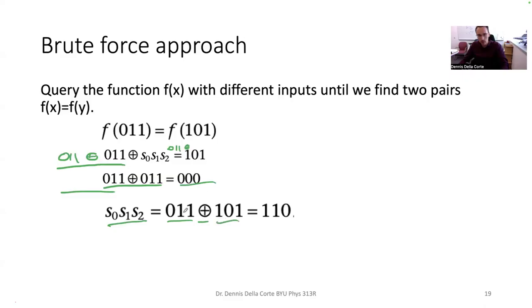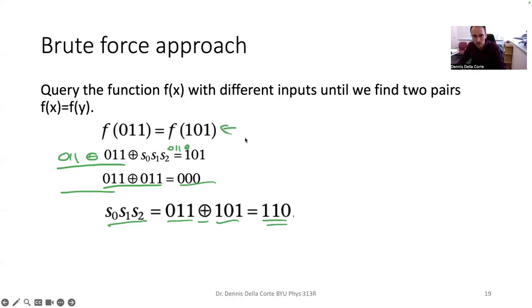And then now this whole thing is what? Well, I can just calculate it. 1 and 1 C knotted gives me a 0. 0, 1 gives me a 1. And 1, 0 gives me a 1. So I end up with finding the secret string right away. However, I needed to get lucky and find this guy.